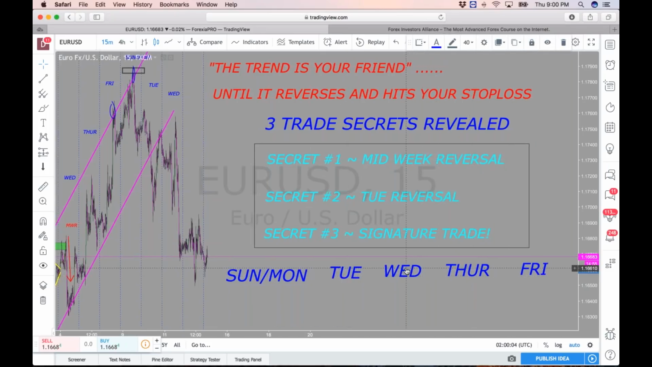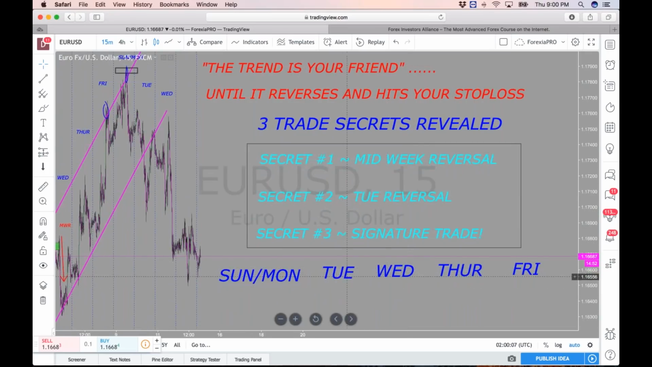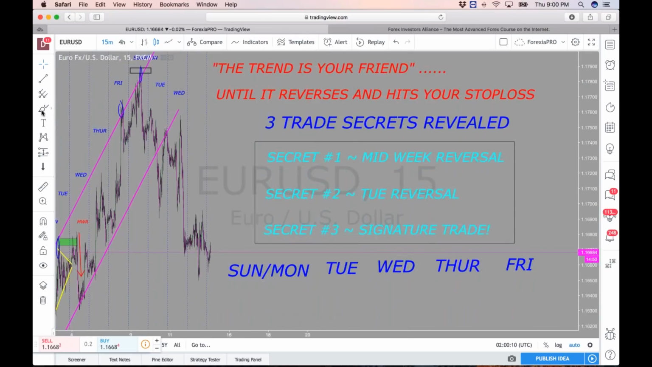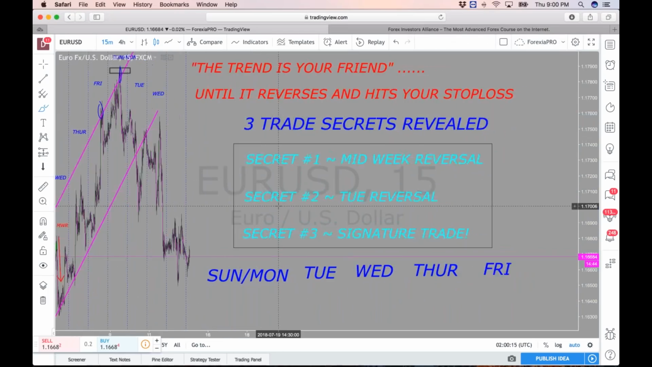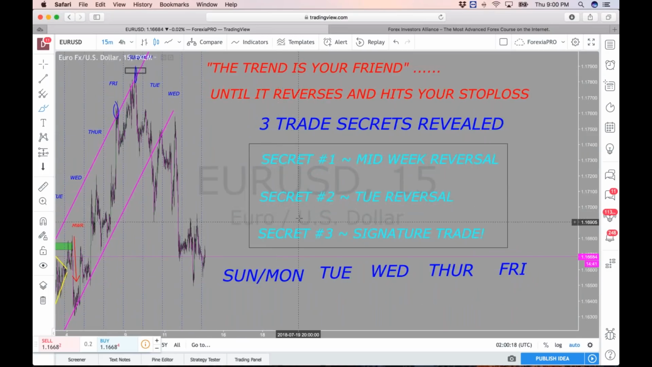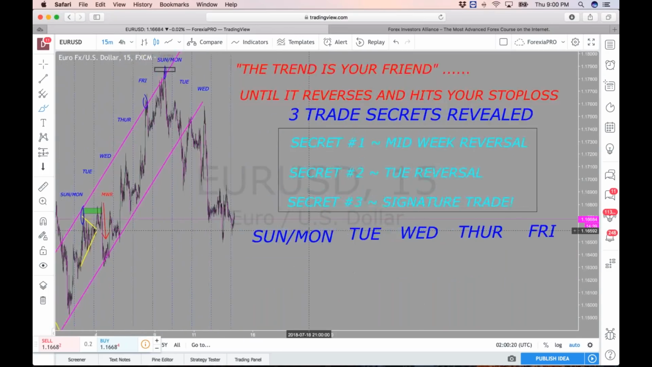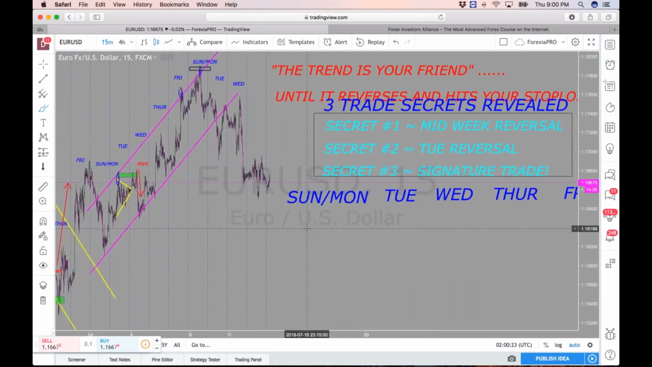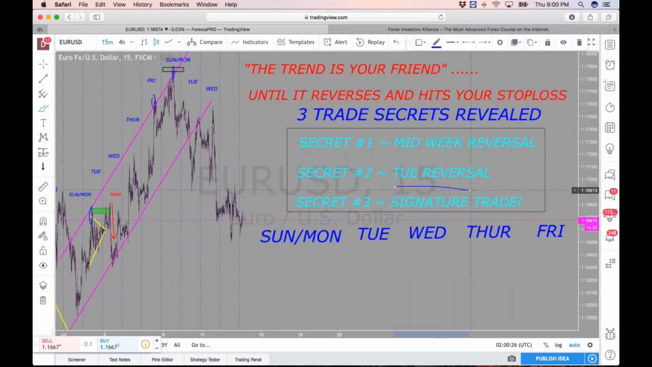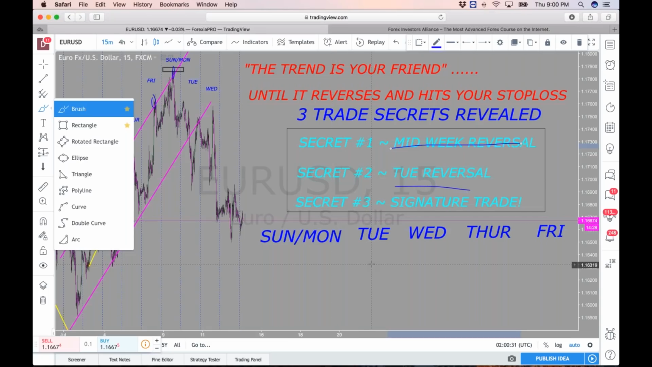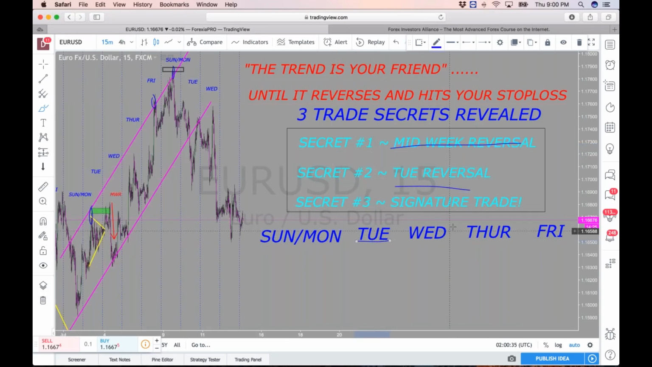There are specific days of the week in which reversals must occur because the trend, like Brandon said, does not take the elevator. It always takes the stairs. It must go up and down in a fluctuating movement. So, secret number 2, we're going over the Tuesday reversal. The midweek reversal happens on Wednesday and Thursday. If the midweek reversal does not happen Wednesday, most likely it'll happen Thursday.